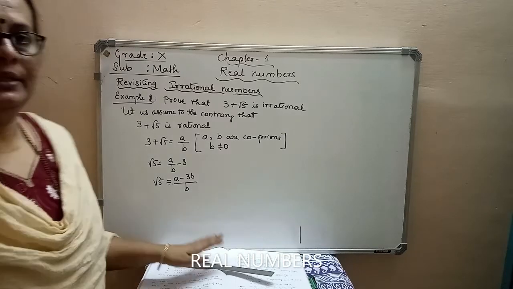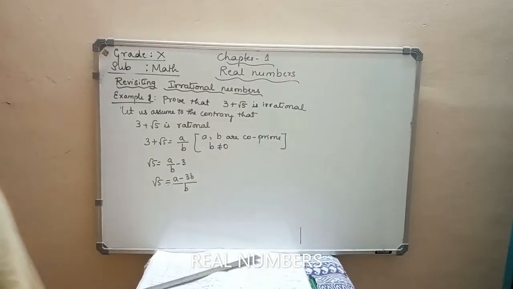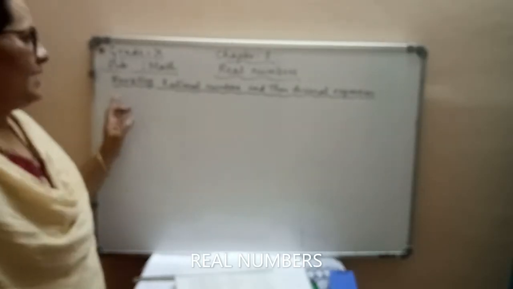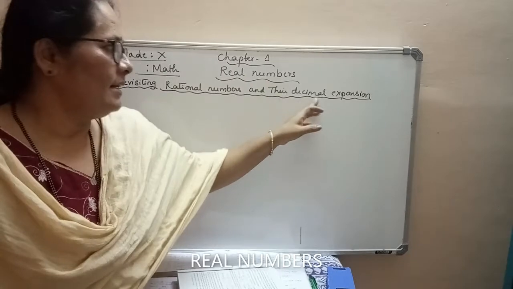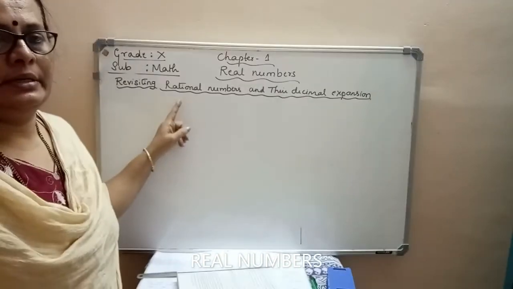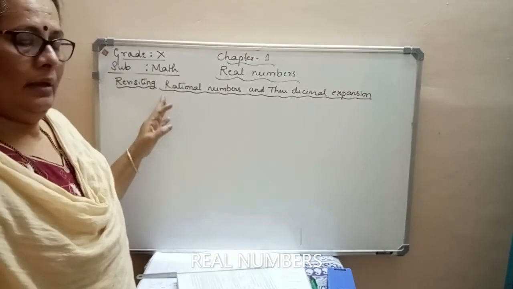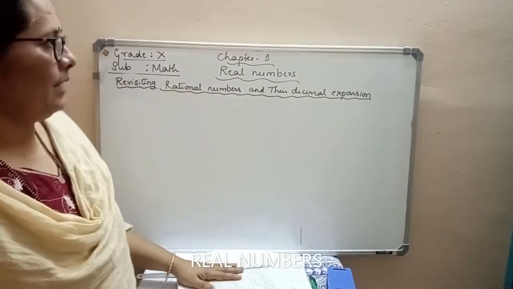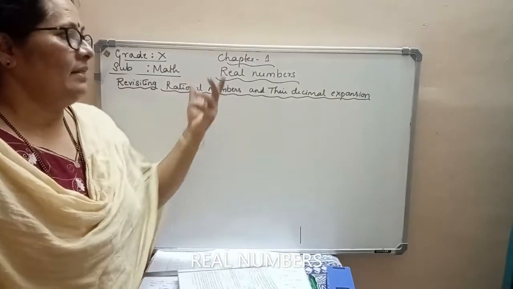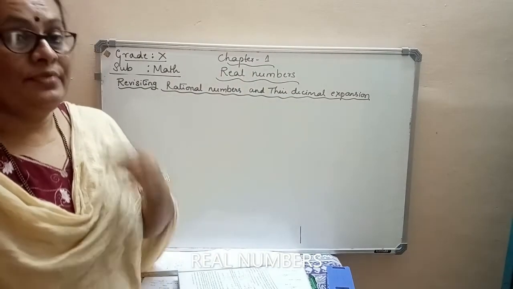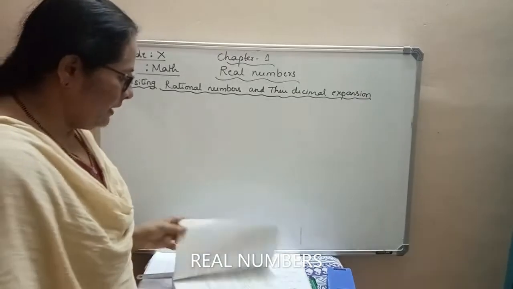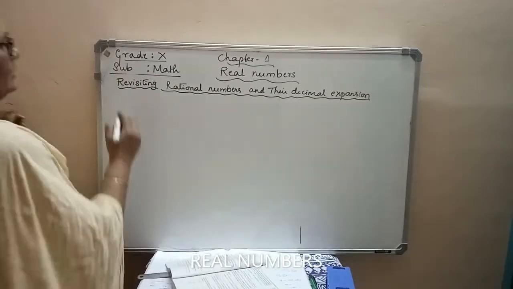I hope you understood this sum. Okay. The next concept is revisiting rational numbers and their decimal expansion. Rational numbers are numbers which can be written in the form of p by q, where q is not equal to 0. Now, once again, we'll write this rational number in decimal expansion without division.